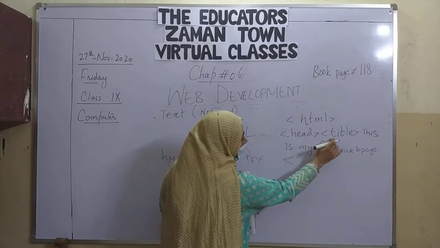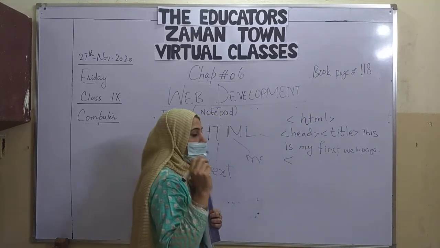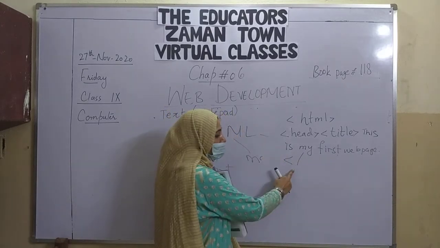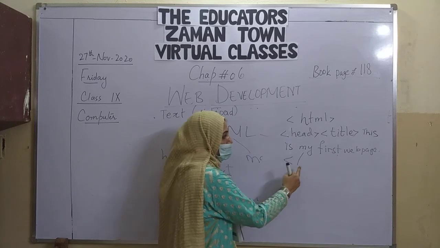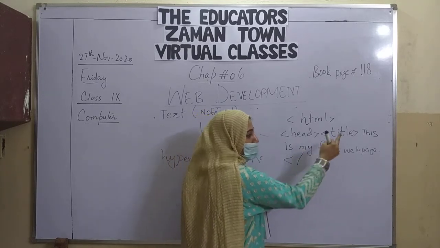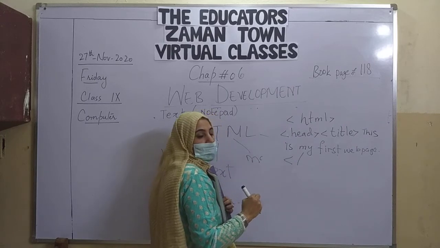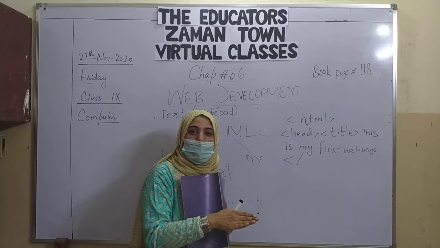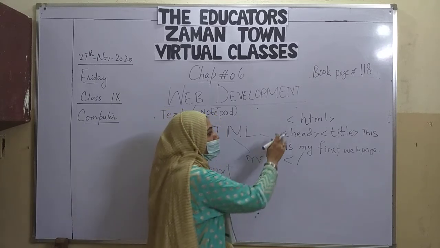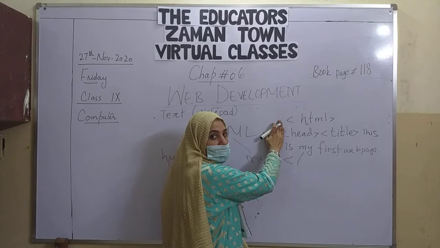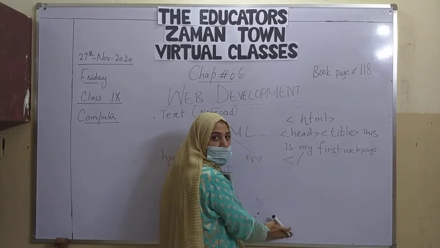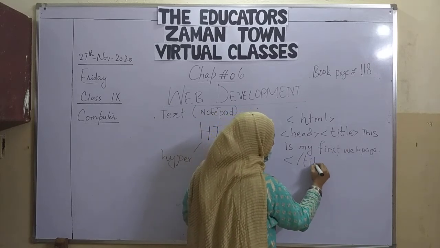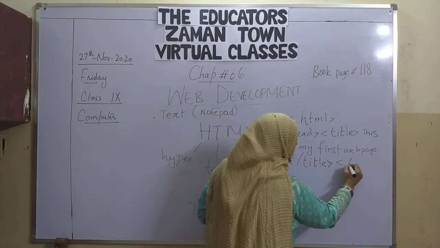Now I close my title tag first. For the closing tag we use a backslash. This backslash is used for closing the tag. First I close the title tag, then I close the head tag. The main thing in HTML is first in, last out. First in, last out means first I write the HTML tag, and in the last I close the HTML tag. So head, title, I close the title tag, and then I close the head tag.